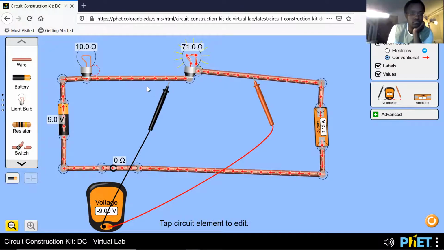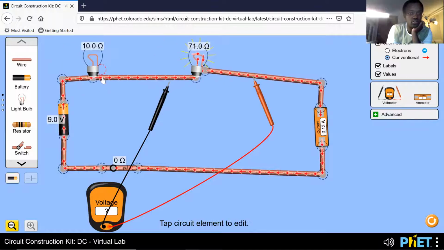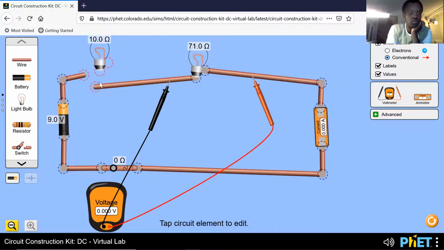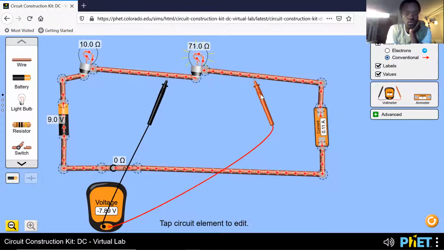Professor, don't you gotta connect the first light bulb too? Oh yeah. It's not connected, is it? It's not connected. Okay, sorry about that. It's not connected properly. I thought it was. So we gotta be blue. No, red. Thank you. And we get the same thing, right? The same thing as before.